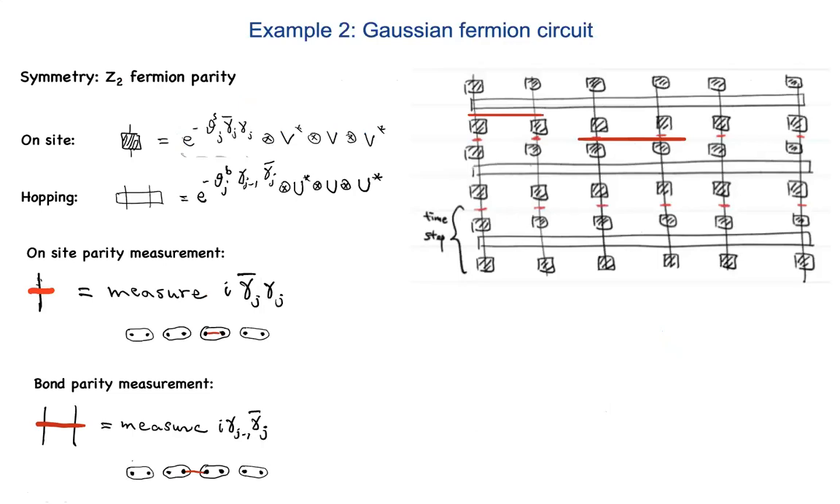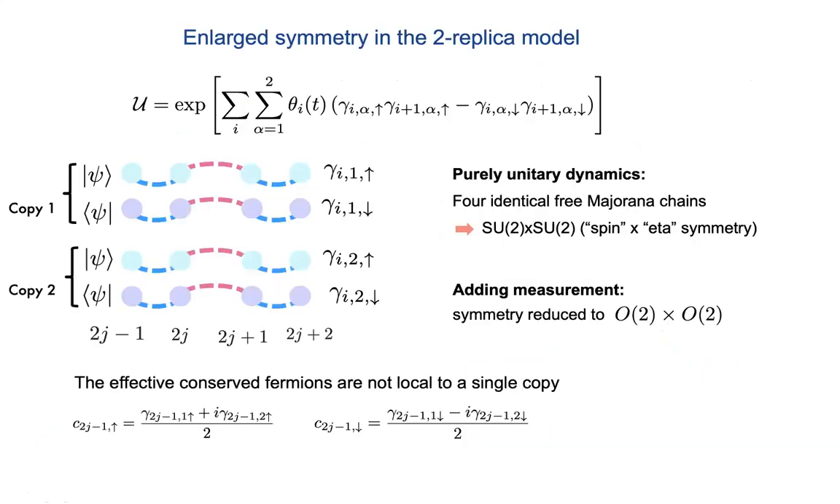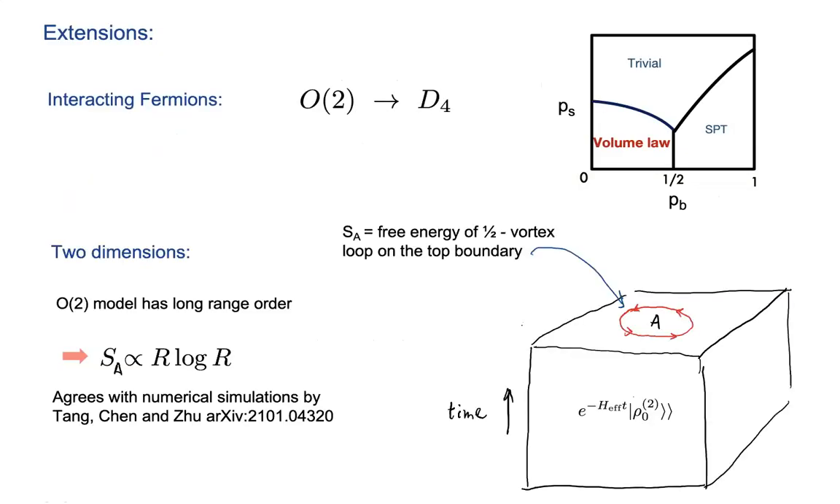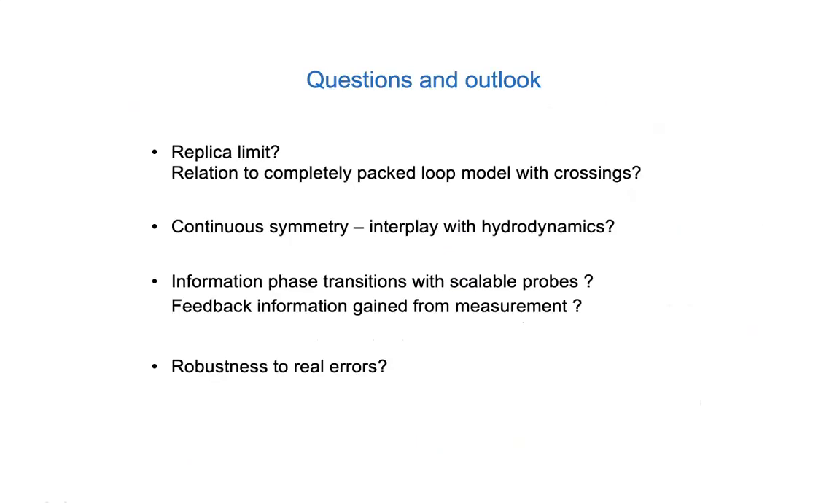Okay, so I think I don't have time for talking about Gaussian fermion circuits. That was my second example of how enlarged symmetry comes into play.